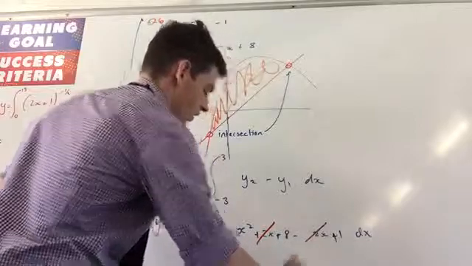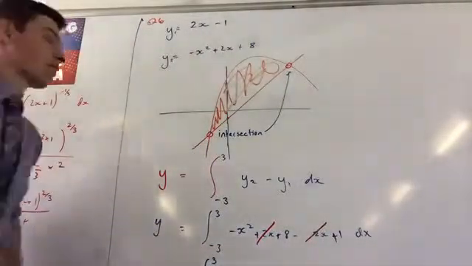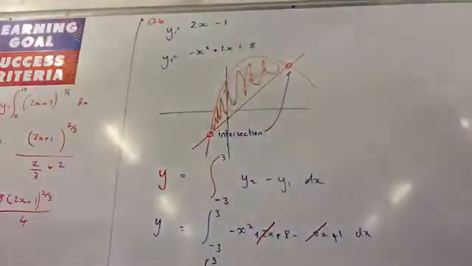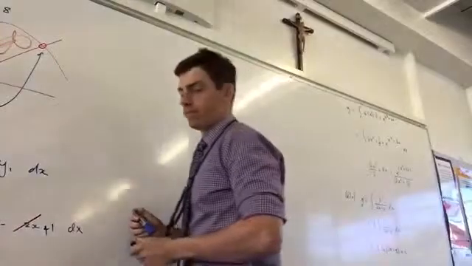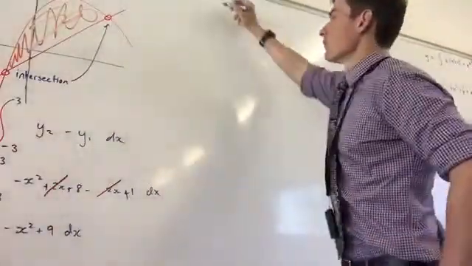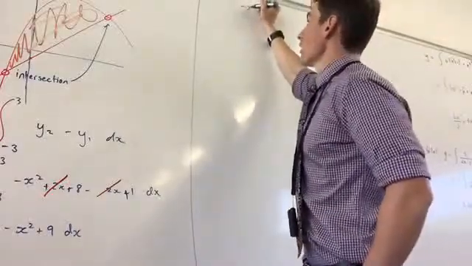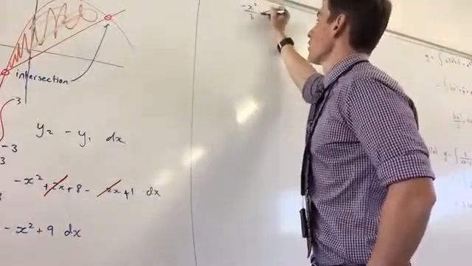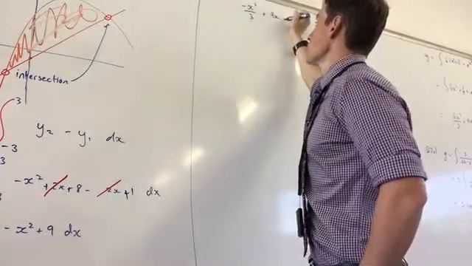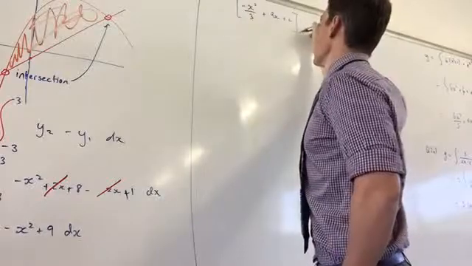Who can integrate that? Let's do it over here. Negative x cubed over 3 plus 9x plus c. So that equals negative x cubed over 3 plus 9x plus c between 3 and negative 3.